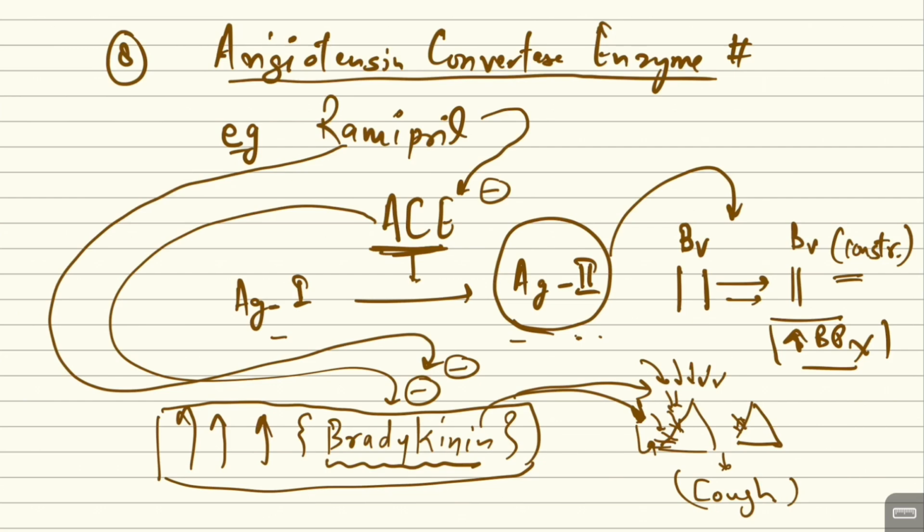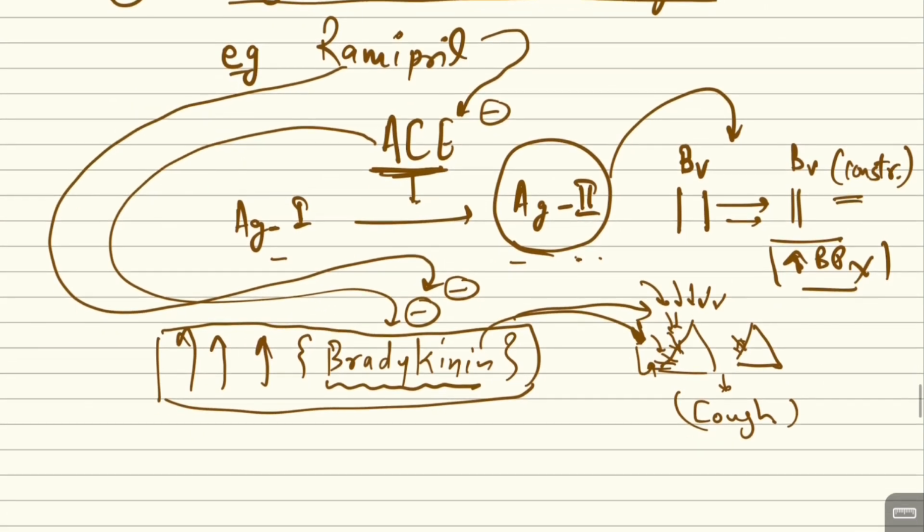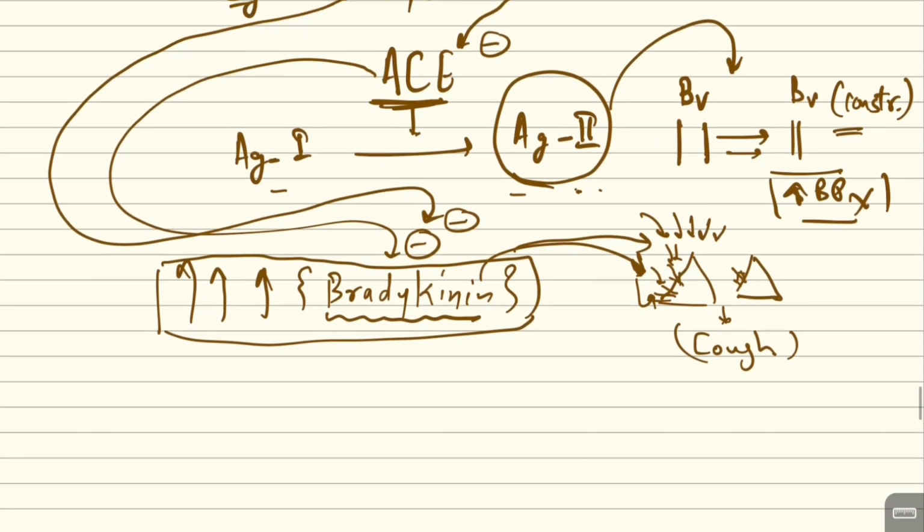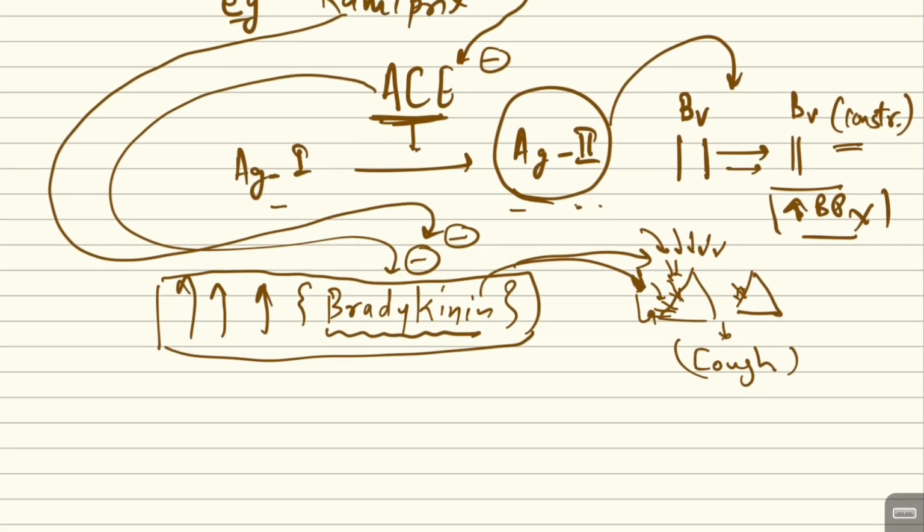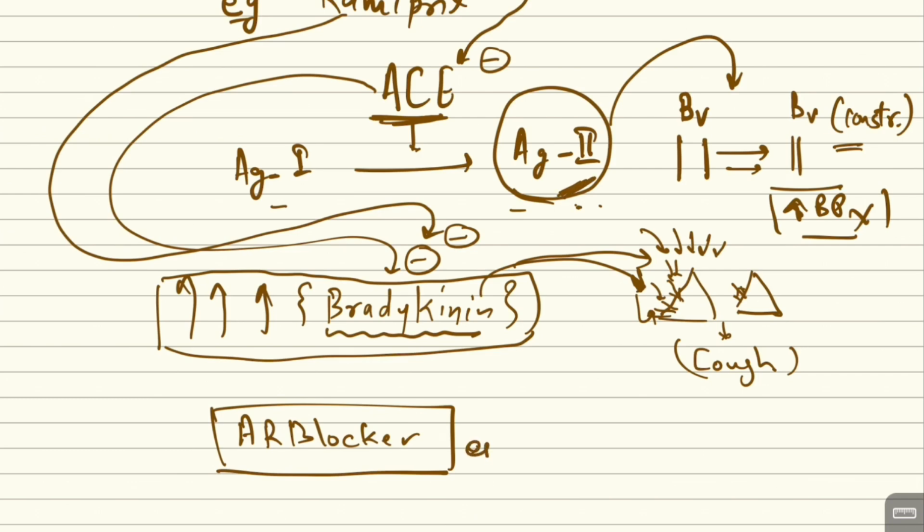So if the cough is occurring because of these drugs, we have to stop these drugs, and we have to substitute these drugs with drugs like angiotensin receptor blockers. These are the drugs that will work here. They work directly on the receptors of angiotensin 2. The drugs in this group are drugs like telmisartan, losartan.